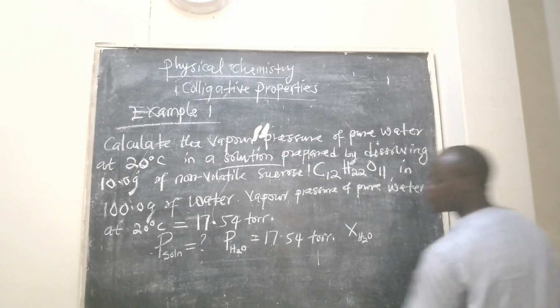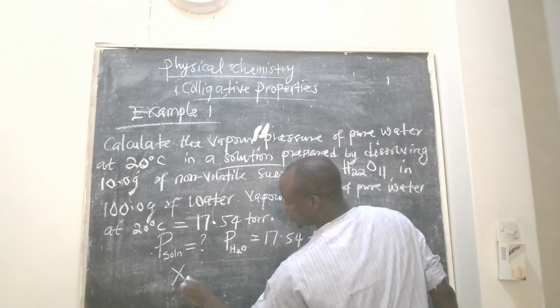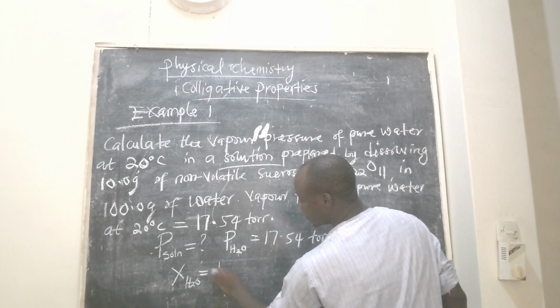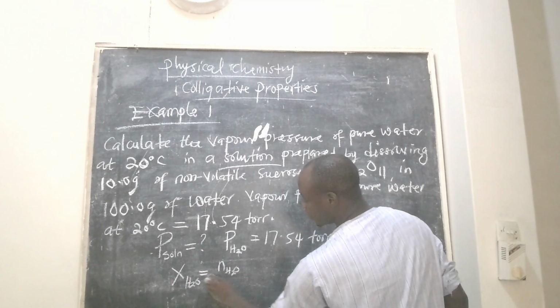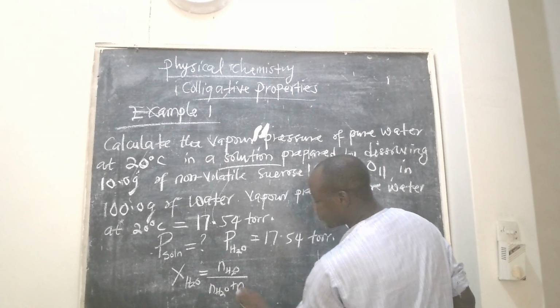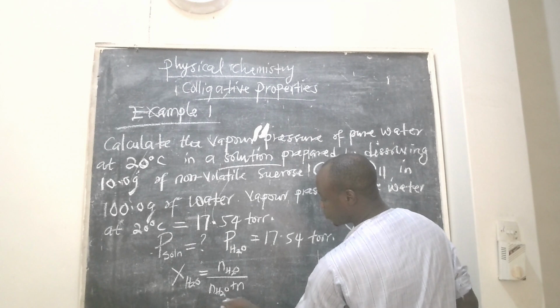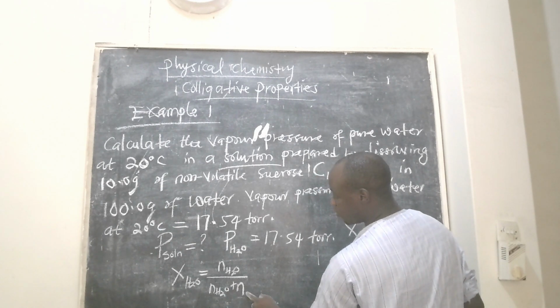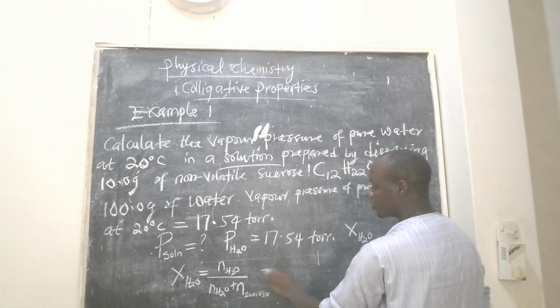And how are we going to calculate the mole fraction of water? First, remember the formula that fits this: the mole fraction of water is equal to the number of moles of water divided by the number of moles of water plus the number of moles of sucrose, because here the solute is sucrose.